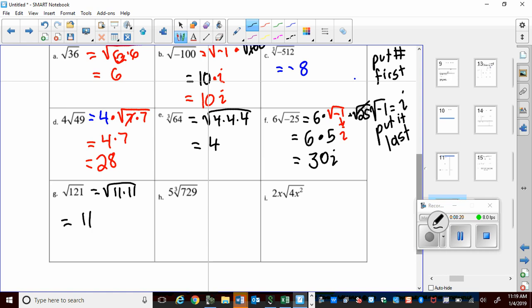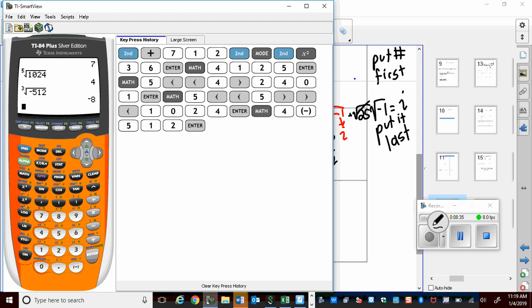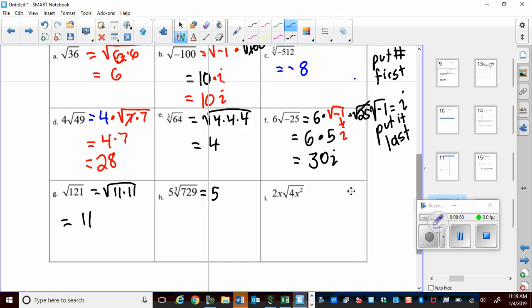For H, this equals 5 times the cube root of 729. So I'm going to go to my graphing calculator because I can't do that in my head. If I did, I might make a mistake, and I don't really want to make mistakes unnecessarily. Math, number 4, 729, enter, and I get 9 as that cube root. So 5 times 9, or 45.